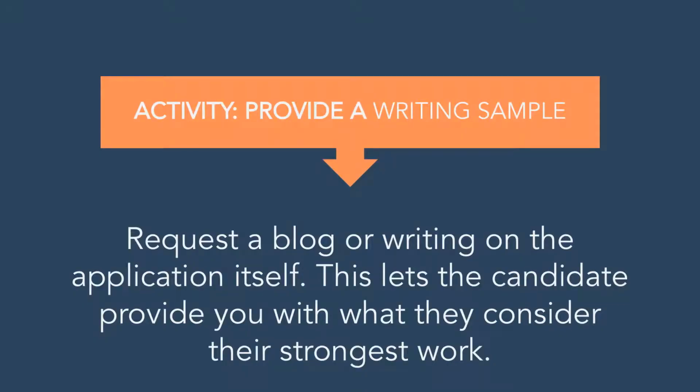For any job opening that would be required to create content, have candidates provide a writing sample. This should be considered a must for any roles that require copywriting or content curation, like website copywriters, blog writers, technical writers, public relations, or even marketing generalists. You can get writing samples through a number of different means. For one, you can just request a blog sample or a writing sample on the application itself. This lets the candidate provide you with what they consider their strongest work.